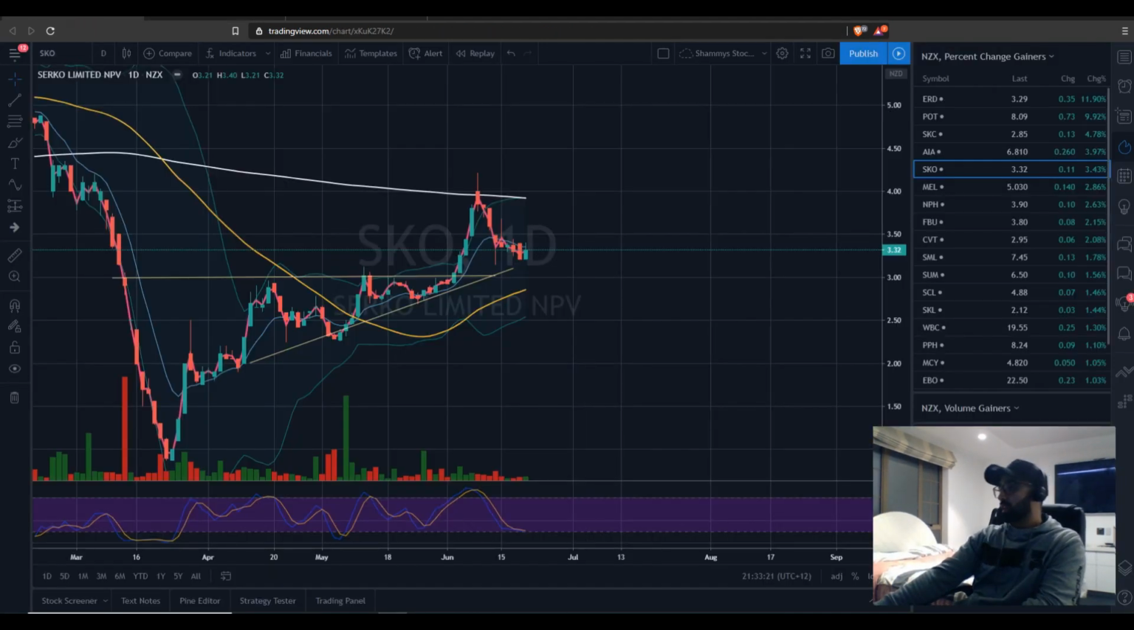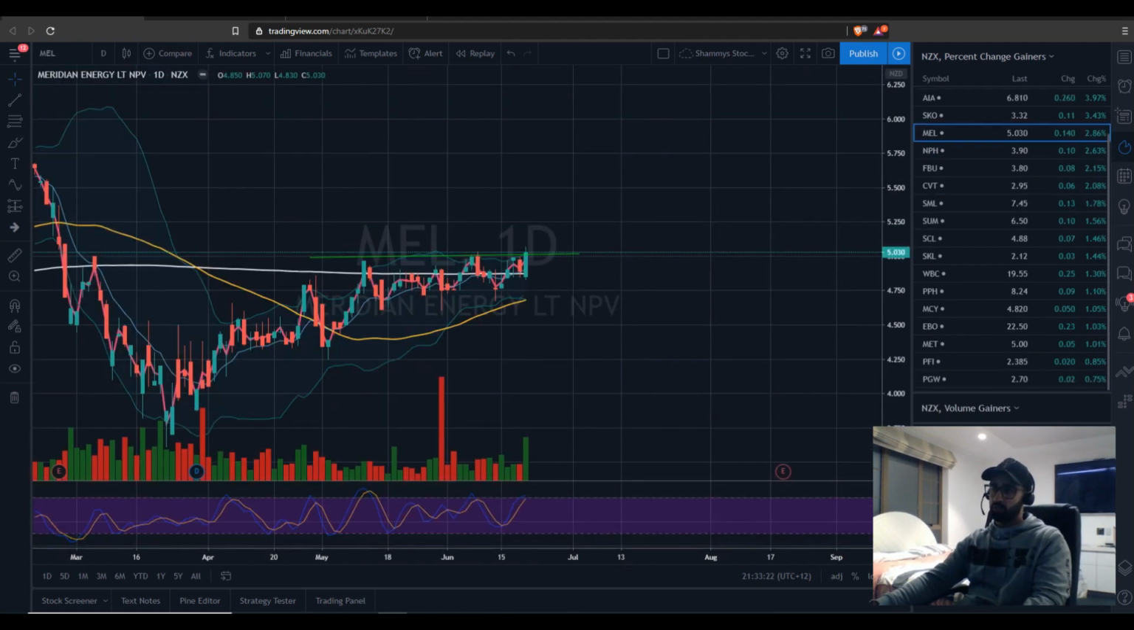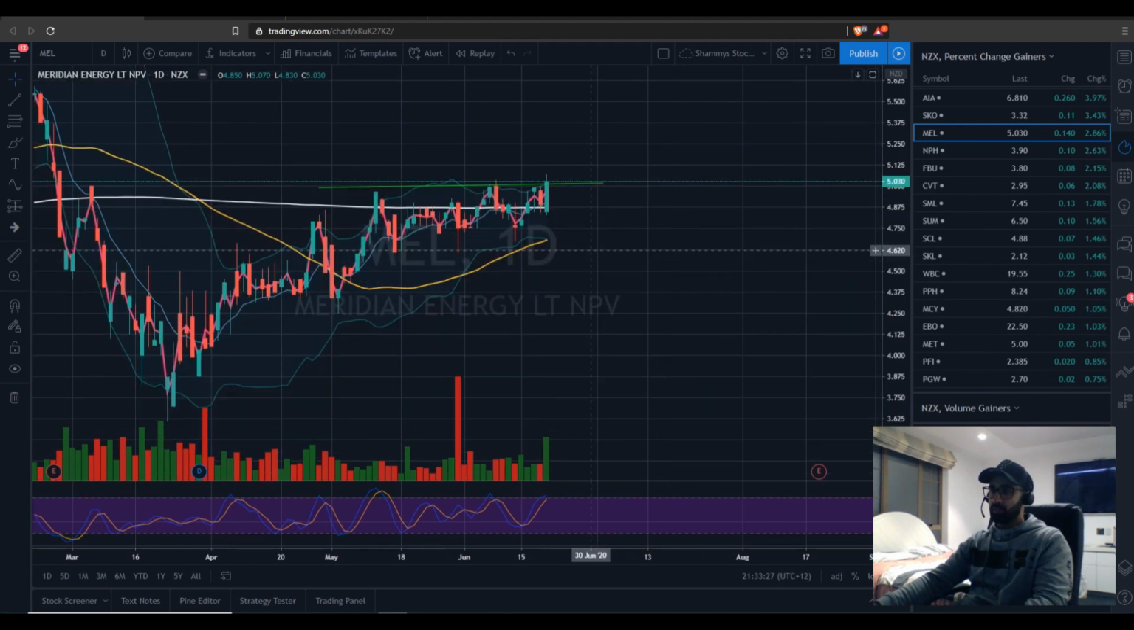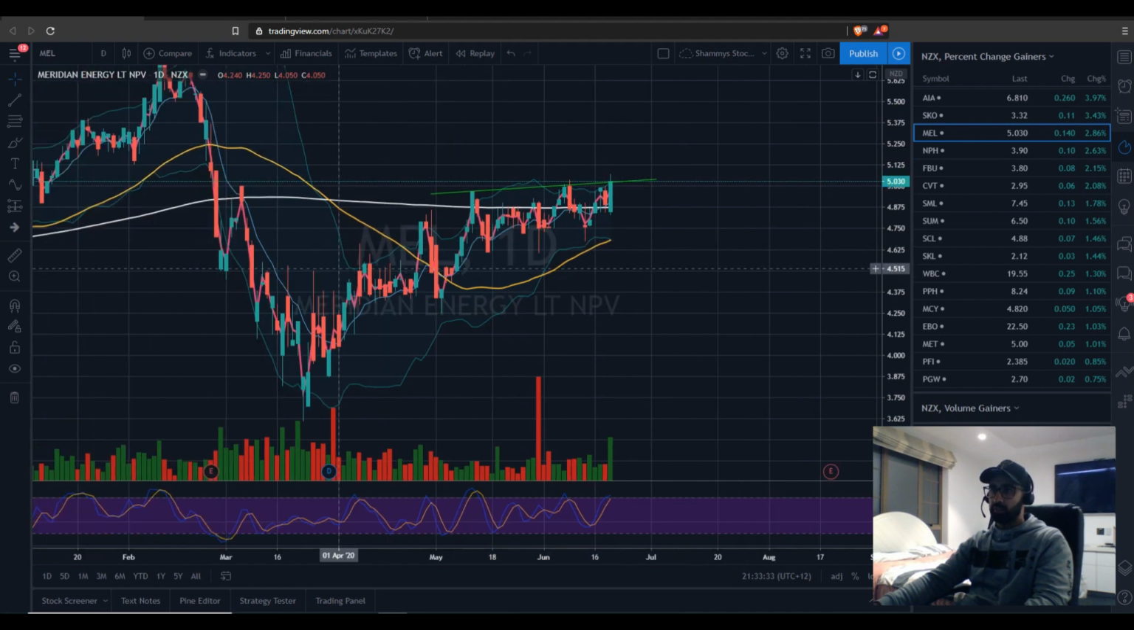Cool. So we're going to keep running down. You see this one here, MEL. It's a free tapper, so basically 1, 2, 3, sort of drying up their resistance, could likely head higher. Let's have a look.